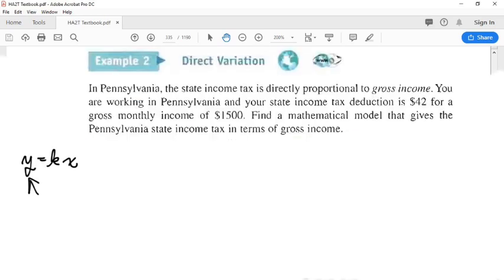All right, now let's get back to our problem. It says, in Pennsylvania, the state income tax is directly proportional to gross income. So state income tax is like our y, is your equal sign, directly proportional to gross income, so that would be your x. I could put the k right here. So the y equals kx is seen right here. It might be easier just to write it out: state income equals some number times gross income.